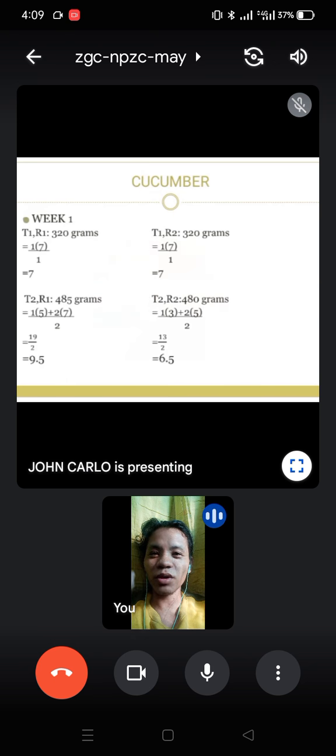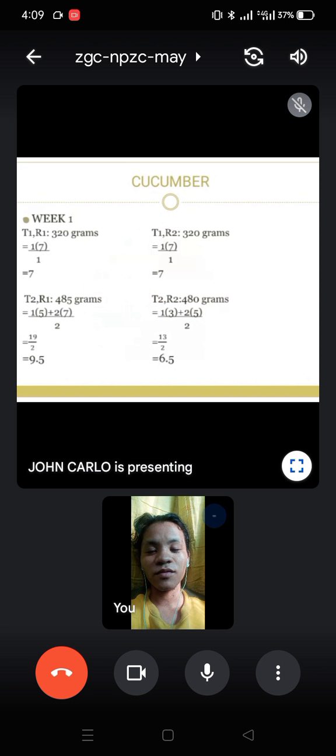Next, cucumber in week 2. Computation: T1R1 has 320 grams for wax. The computation is 1 times 7 divided by 1 equals 7. In T1R2, they have 320 grams for control. 1 times 7 divided by 1 equals 7. In T2R1, 485 grams for wax. 1 times 5 plus 2 times 7, divided by 2, equals 19. 19 divided by 2, they have 9.5 for T2R1 for wax.